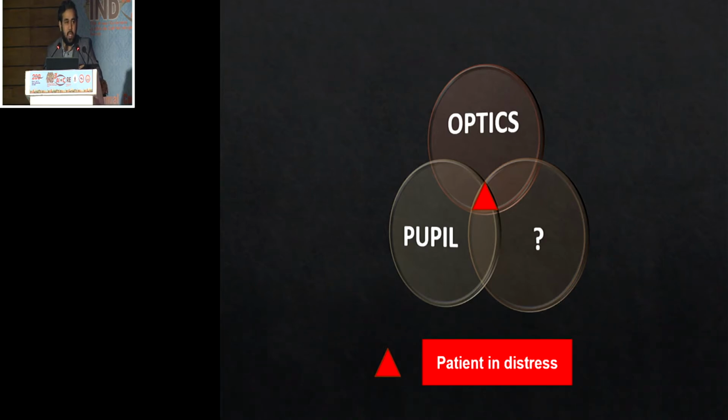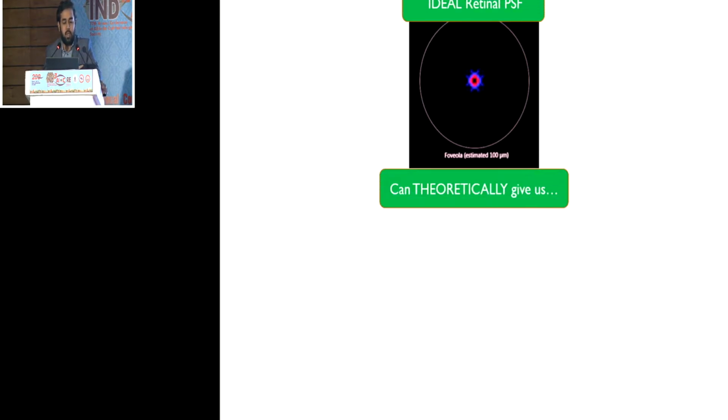So these three things have to be together to have a patient in actual distress, but optics and pupil alone can itself cause a significant level of problem. So let's look at this scenario. We understood what is point spread function. This is an ideal retinal point spread function, which exists only in theory, but we don't usually get such ideal point spread functions, which would give us a perfect simulated E. But let's look at this scenario.